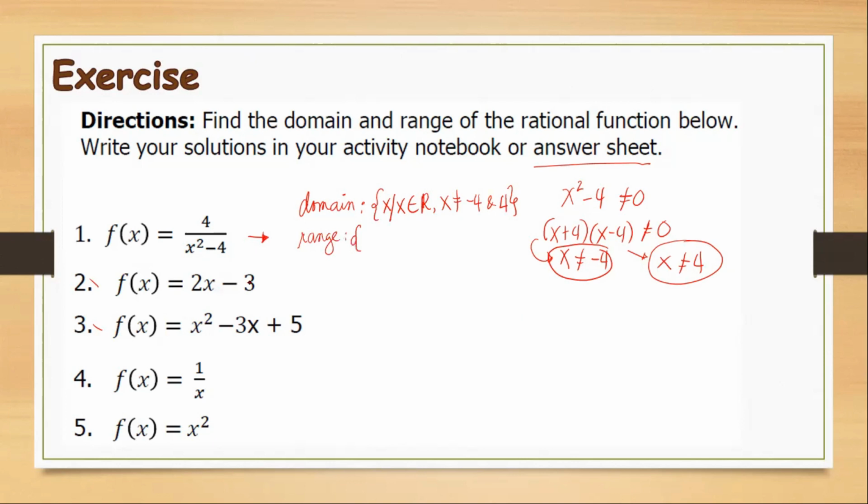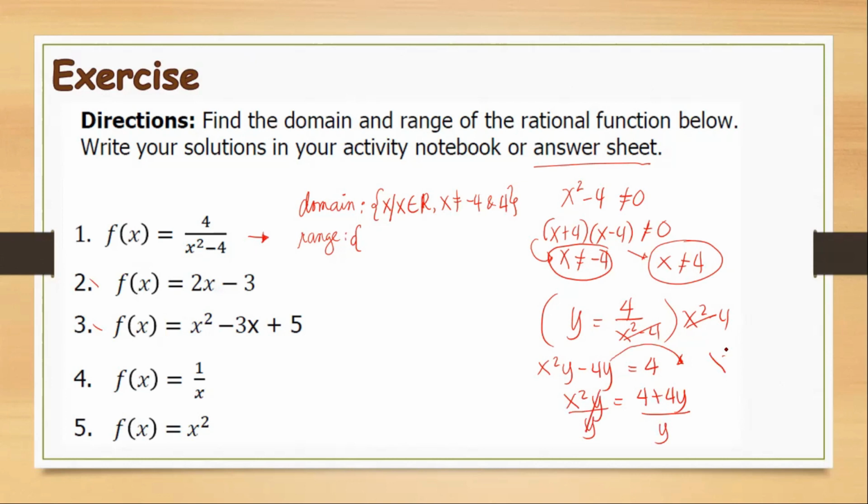Okay, let's have this as y equals 4 over x squared minus 4. Then, multiply both sides by x squared minus 4. So we have x squared y minus 4y equals, cancel this one, we get 4. And so, we have x squared y equals 4 plus 4y. This one will be transferred to the right side. And divide both sides by y.